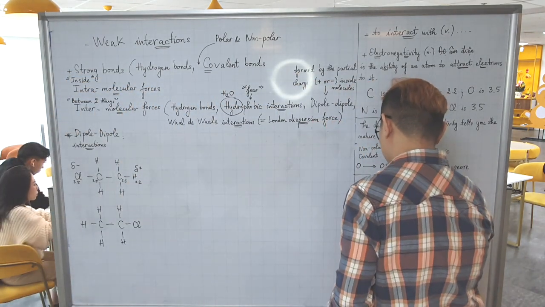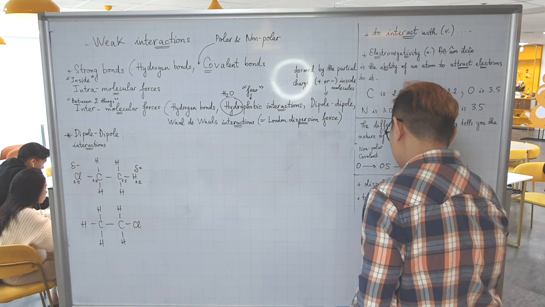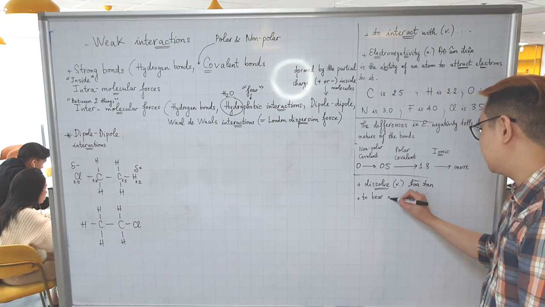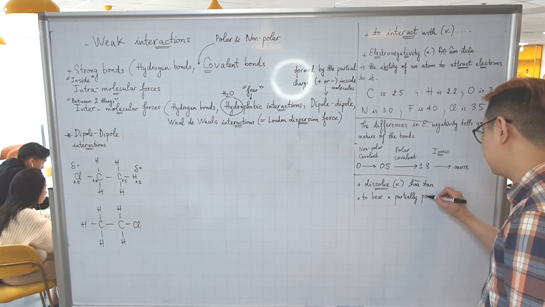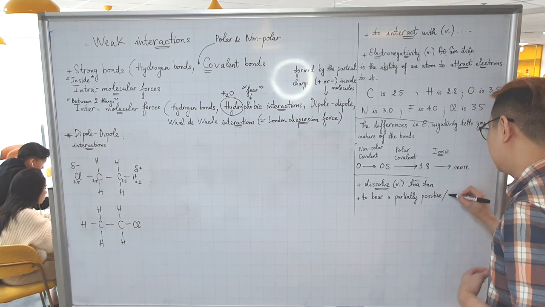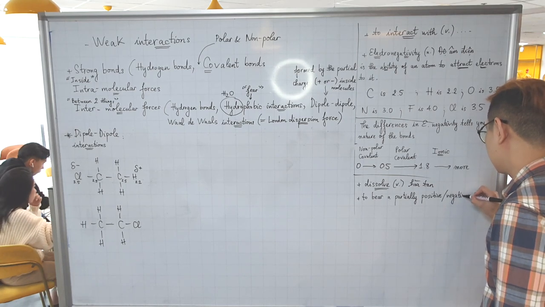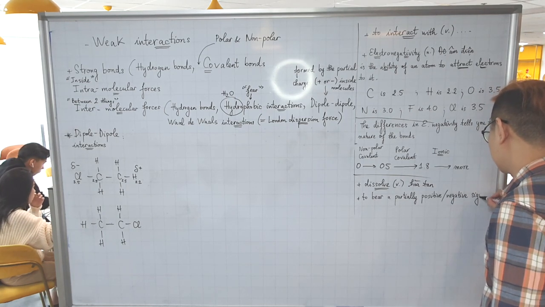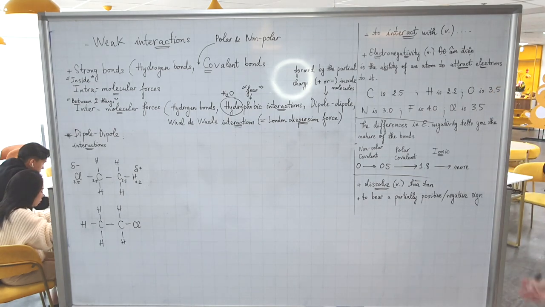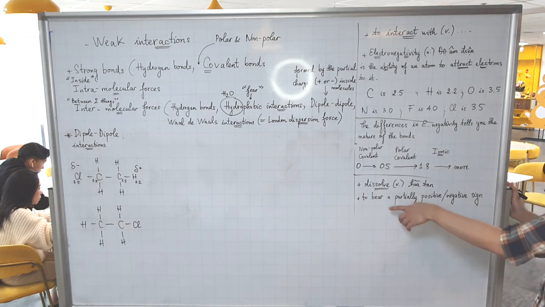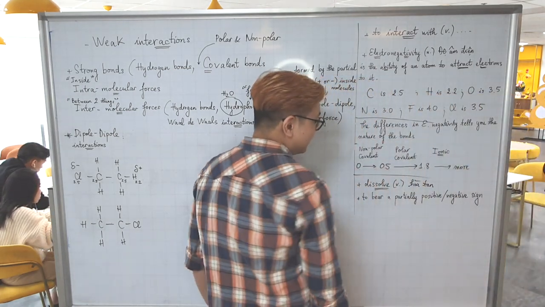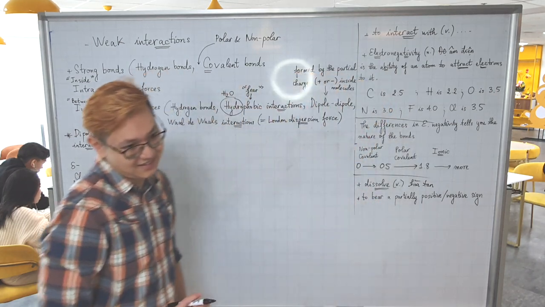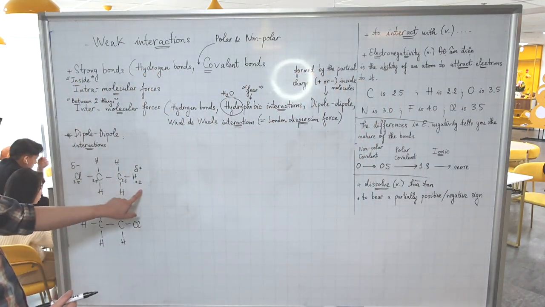Một khái niệm. To bear, nó có được hoặc nó chứa được. To bear a partially positive or negative sign. Nó sẽ chứa, nó sẽ giống như là nó có được, cầm, bear là cầm nắm, chứa đựng. To bear, to have a partially positive or negative sign. Sẽ chứa được một cái dấu hiệu gọi là dương hoặc là âm một phần. Partially positive and partially negative side.